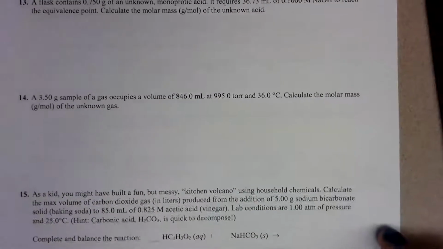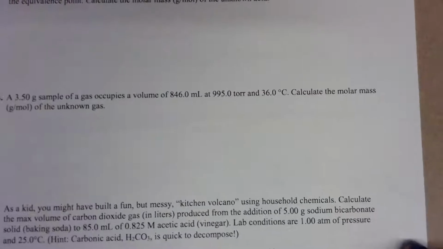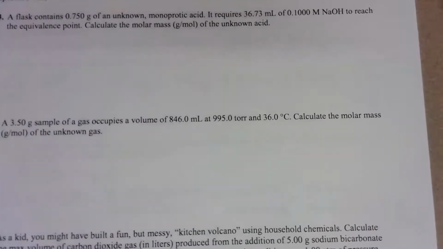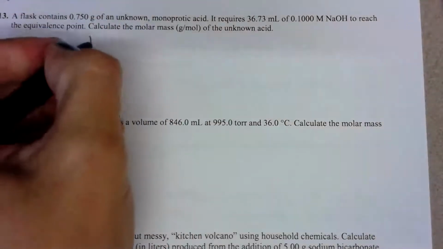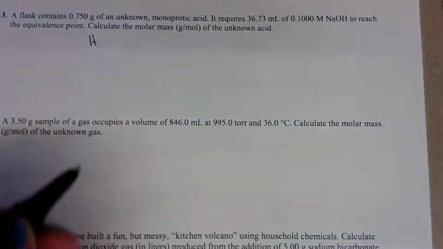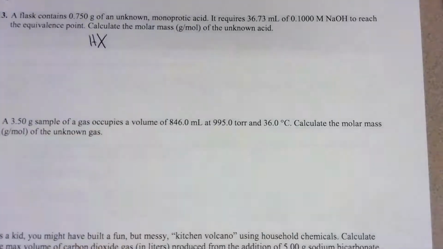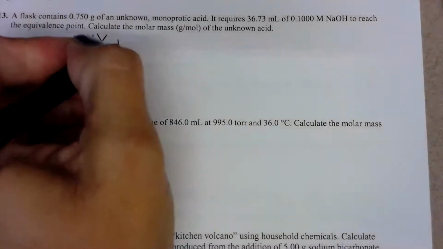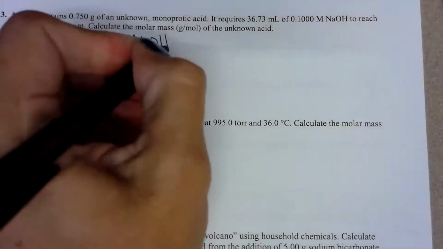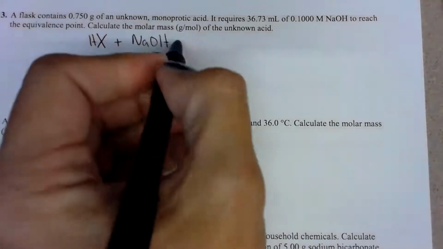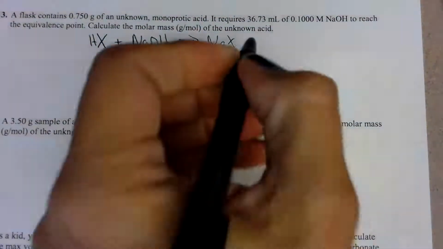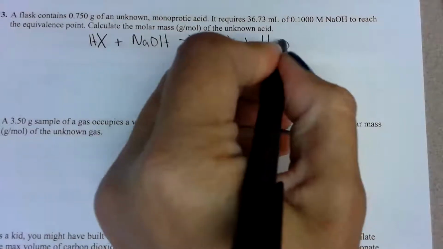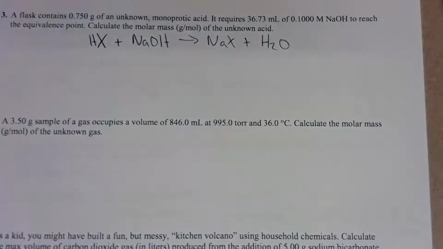Okay, switching topics. Number 13, we've got an unknown monoprotic acid. Monoprotic acid, mono means one, and protic means proton, so it has one proton. So we have some unknown. If it reacts with NaOH, because it only has one proton, we know the stoichiometry of this reaction. We're going to make Na, whatever the rest of the acid is, plus water. So it's got a 1-to-1 molarity.